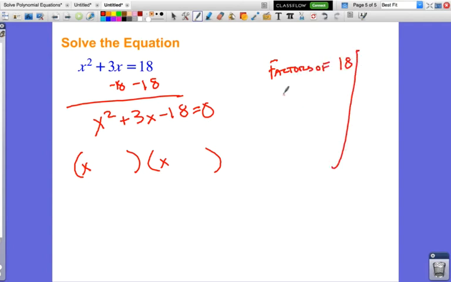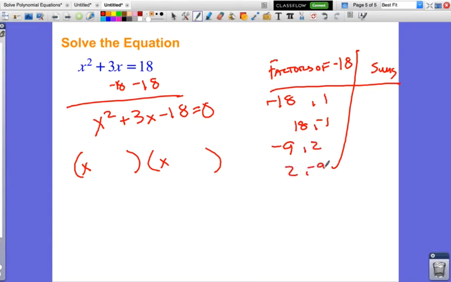That's what I'm looking for here, and I know their sums have to equal 3. So factors of negative 18: I could do 18 and 1, but with different signs. I could do negative 18 times 1, 18 times negative 1. I could also do negative 9 times 2, 2 times negative 9. I also have the possibilities of negative 6 times 3, and then 3 times negative 6.